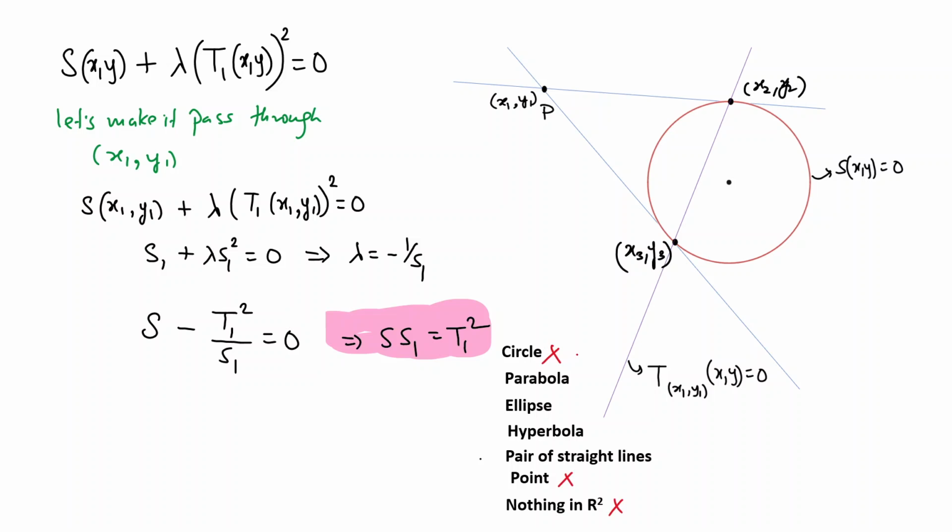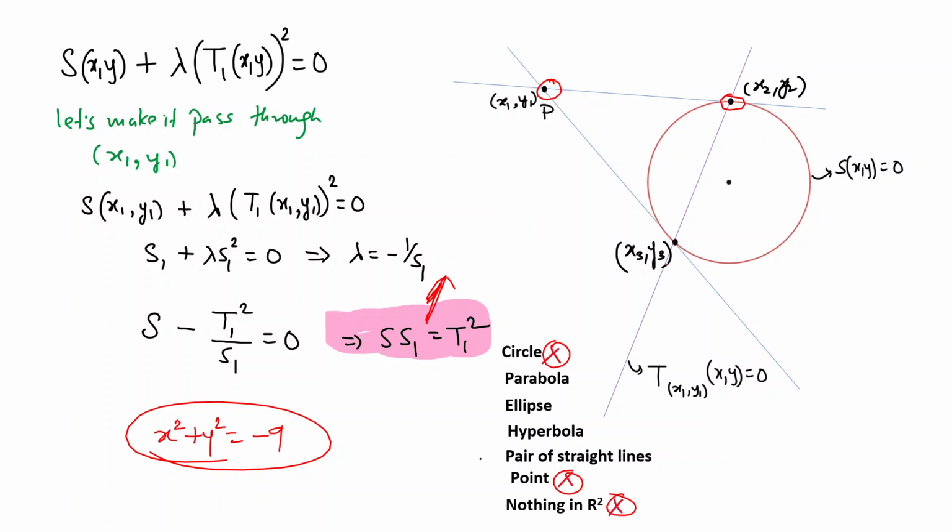to be a circle, this is not going to be a point, and this is not going to be nothing. Sometimes you have second degree equations which represent nothing. For example, x squared plus y squared equals minus 9 will not be satisfied by any point in the R2 space. So it's not like that, because this equation is already satisfied by these 3 points, so nothing is cancelled out. Point is cancelled out because of the same reason, because it is being satisfied by 3 points, so it's not going to be just a point.